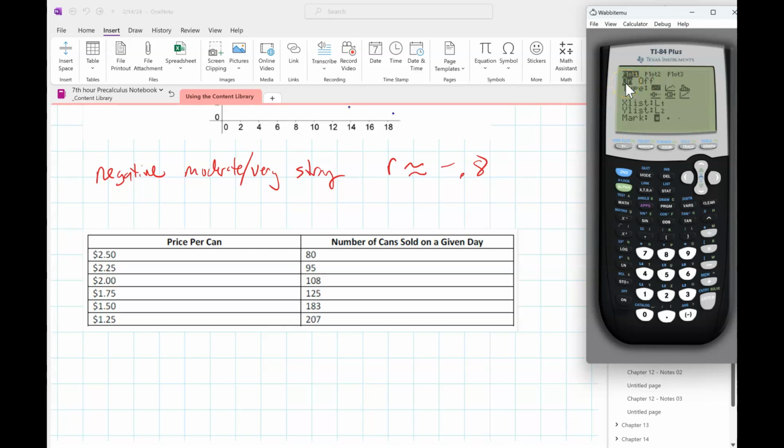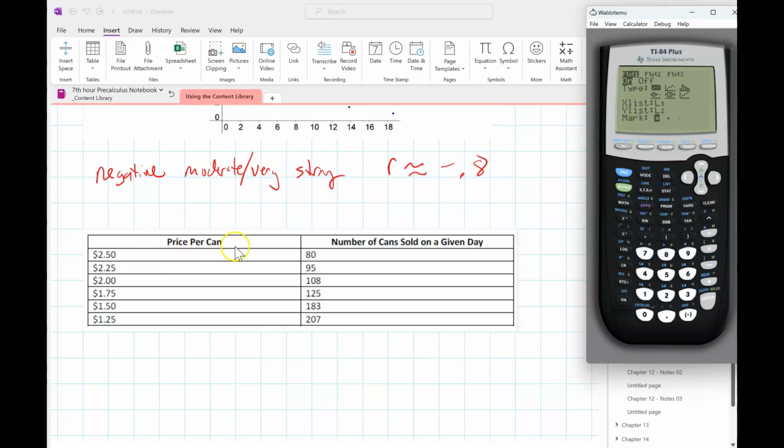Turn that on. So we're turning on our stat plot. The next option asks for the type. To make a scatter plot, that's the first option. We're not going to do any of the other options in this class. If you take a stat class, you probably will. I'm going to use the price as my X and the number of cans sold as my Y, because to me it definitely seems intuitive that the number of cans sold depends on the price, right?